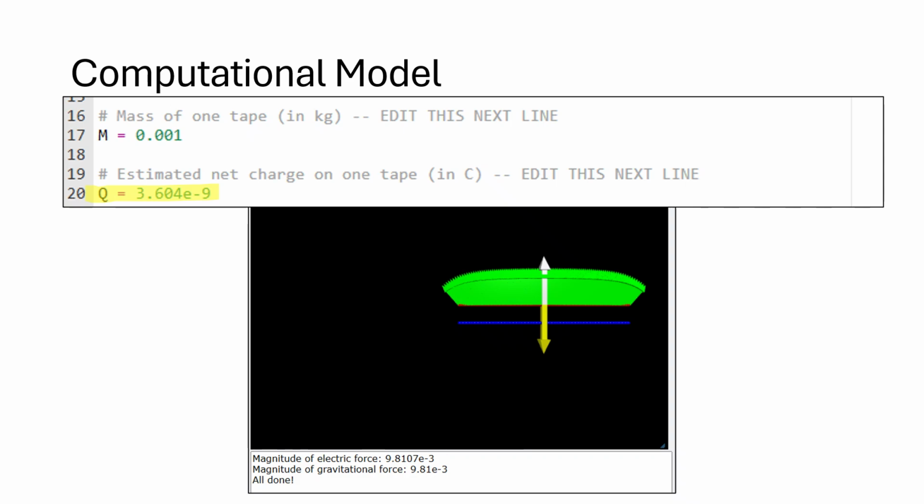For the computational model, we find that a charge of 3.604 times 10 to the minus 9 coulombs is the charge along the top tape, such that the gravitational and electric force equally balance each other out. Here, the white and yellow arrows represent the electric and gravitational force respectively. Here, the green arrows show the net electric field acting on each point charge on the top tape.